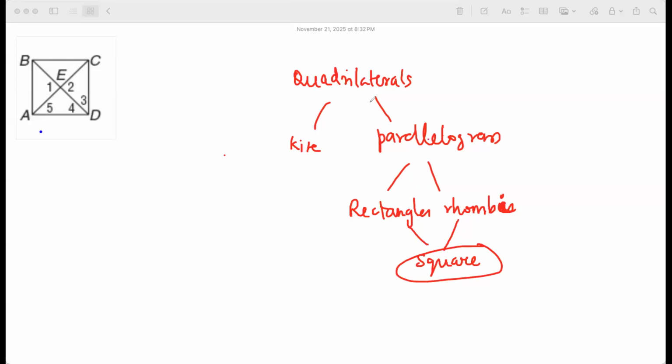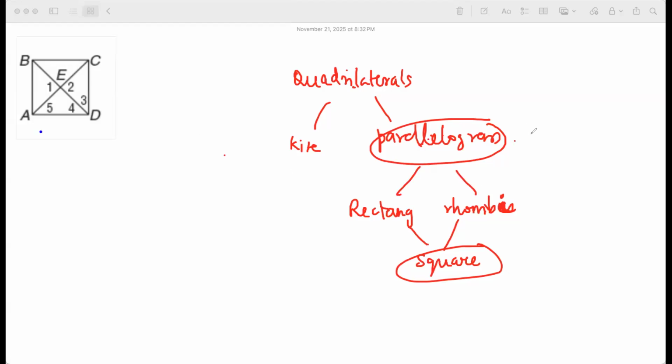Whatever is above is a parent. Quadrilateral is a parent of parallelogram. Parallelogram is a parent of rectangles and rhombi. All the properties of the parent come to the child. But a child can have additional unique properties.